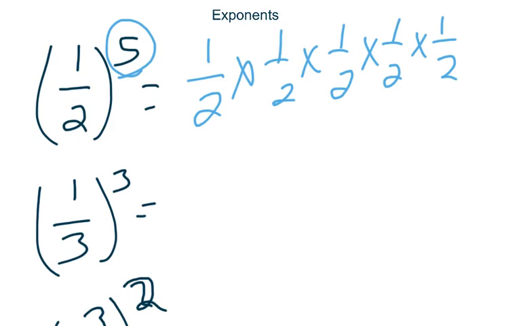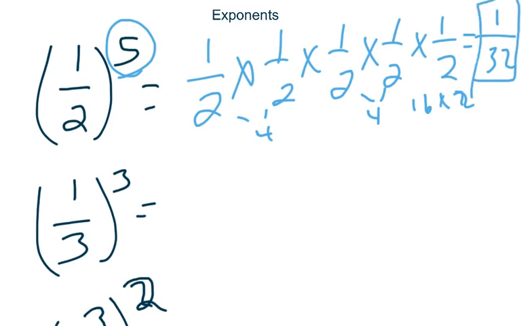1 times 1 times 1 times 1 times 1 times 1 is 1. And 2 times 2 is 4. Times 2 times 2 is 4. 4 times 4 is 16. And 16 times 2 is 32. So 1/2 to the 5th power is 1 over 32.